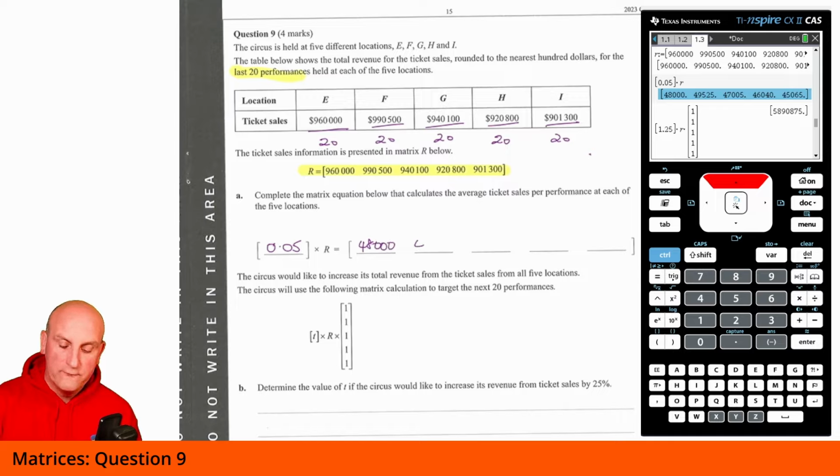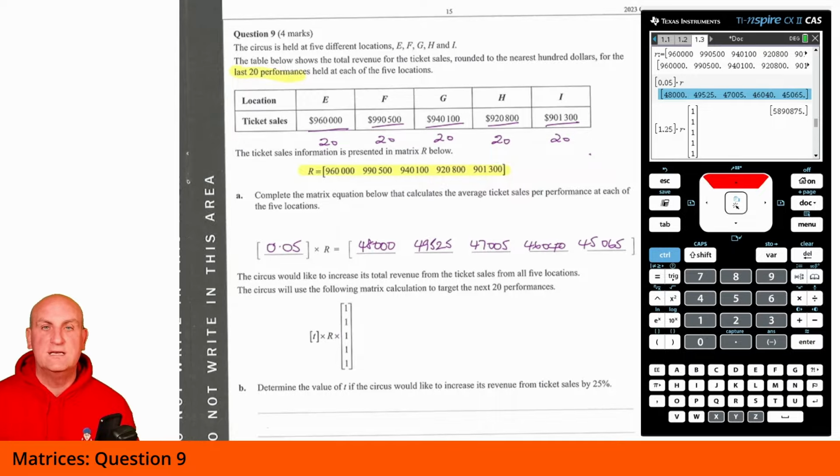So 48000, 49525, 47005, 46040, and 45065. Yep. Okay. So again, just defining R in my calculator. That's all I did here, was define R in my calculator, hit enter, and then I did 0.05 times R, and that gave me that. So that was basically the average of all of those values.